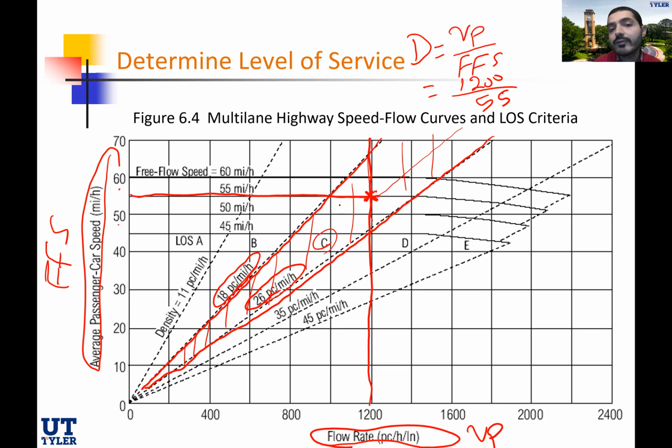How can we improve that level of service? If we increase the number of lanes, to 3 lanes instead of 2, the number of vehicles in each lane will be less, so the flow rate might be lower, let's say 800, versus the same speed. Now we're going to have level of service B instead of C. Or you can use the table. Again, the table is the same thing.